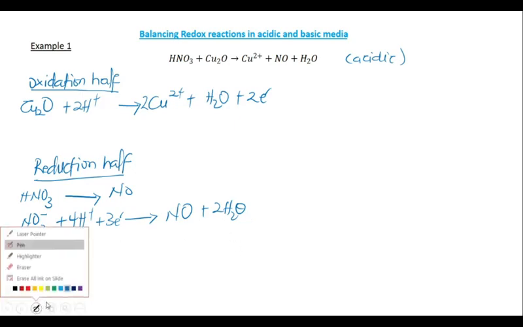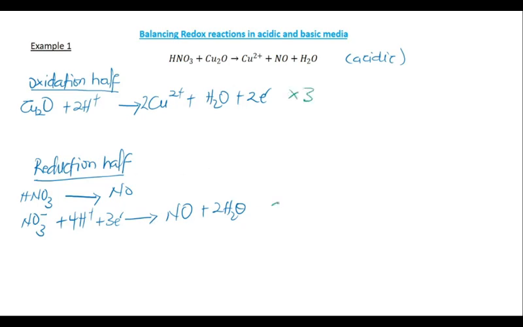But then there is one thing we need to take note of. Before we add these two equations to get our overall reaction, we have 2 electrons over here, we have 3 electrons over here, but we need the electrons to cancel out because we don't want any electrons released in the system. So we need to multiply this with a factor so that the electrons over here will be the same, and then we can add the 2. So we multiply the oxidation half equation by 3, and then we multiply the reduction half by 2.